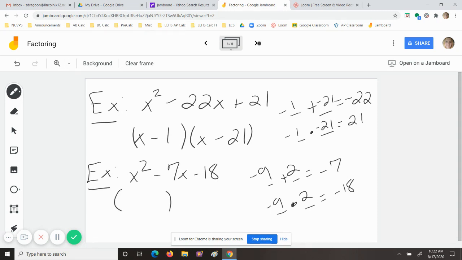So again, let's write out our parentheses, put our x's, and then we keep these with the signs they have. So we have x minus 9 and x plus 2.